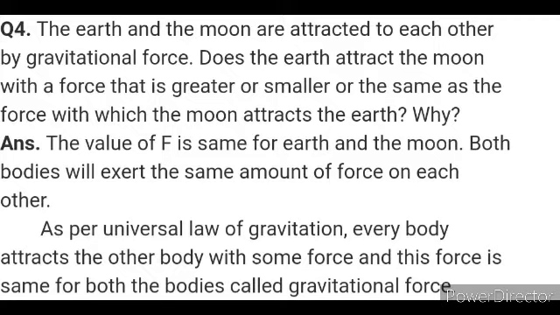So the value of F is the same for the Earth and for the Moon. Both the bodies will exert the same amount of force on each other, because as per the universal law of gravitation, every body attracts the other body with some force, and this force is the same for both the bodies, and we call this force the gravitational force.